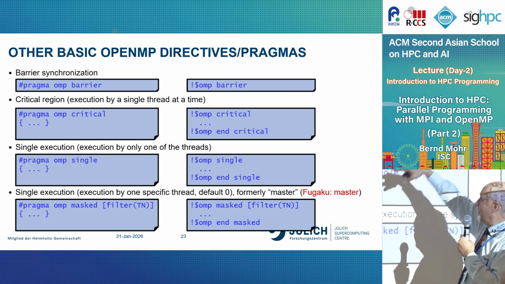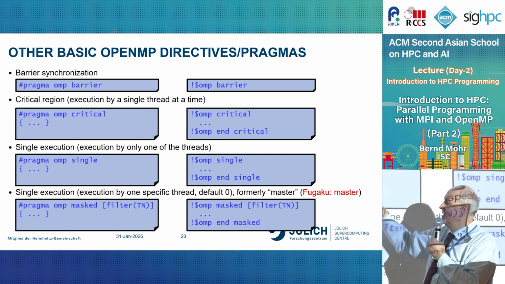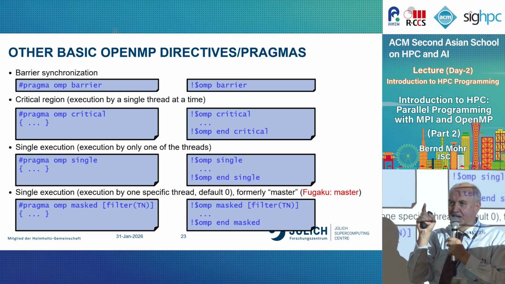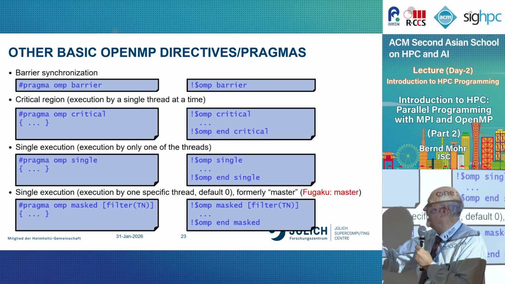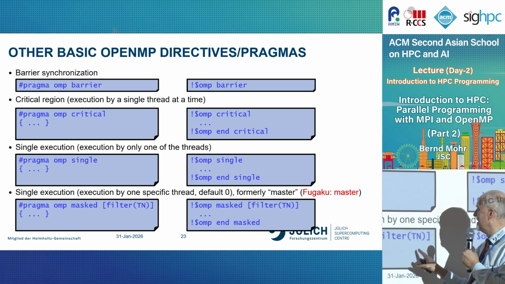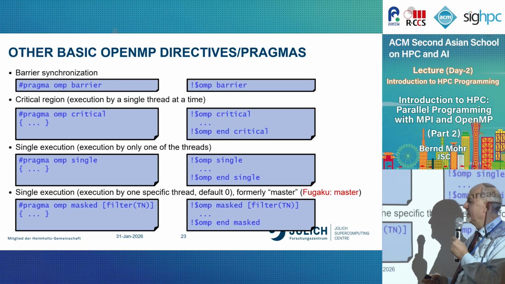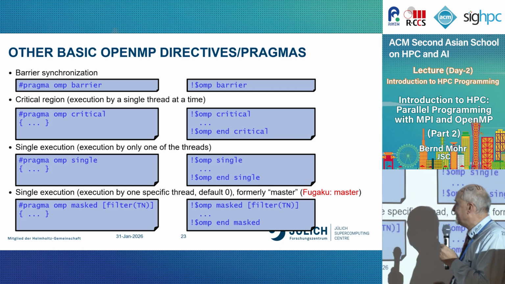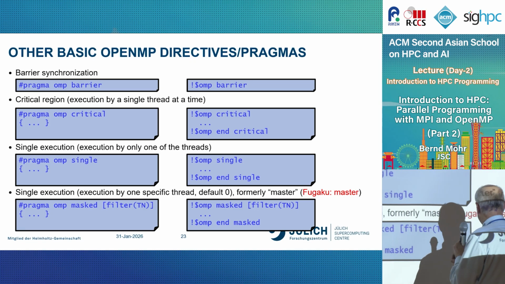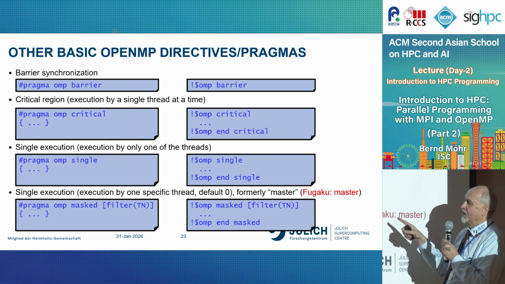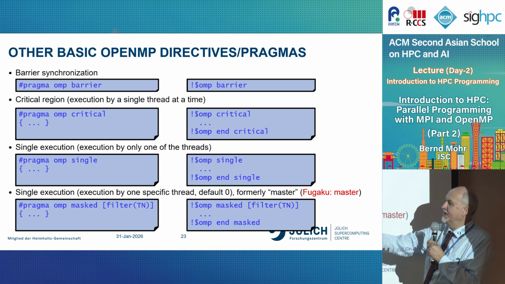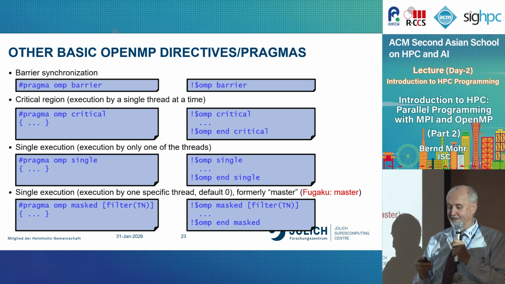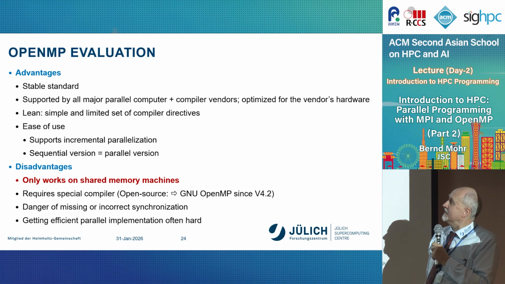Here, basically the first one who comes there does it, and if you want a specific thread doing this single thing, you can say OMP masked, specifying a filter which of the threads is doing this single portion. This is not yet supported by Fugaku. So for Fugaku, you have to say pragma OMP master, and then automatically process 0 is doing it. Okay, that's it.